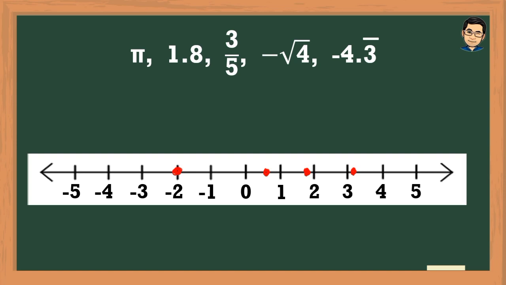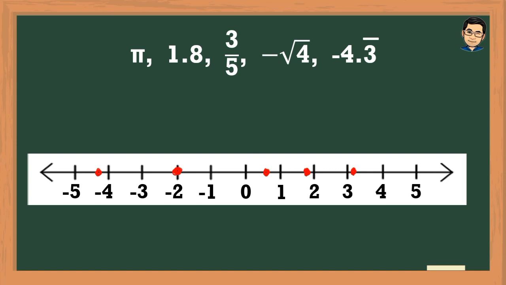And then, yung pinakahuli, negative 4.3 repeating. So, yung repeating digit natin na 3, kapag change natin yan into fraction, that is 3 over 9 or 1/3. So, ibig sabihin, sa pagitan ng negative 5 and negative 4, hahatiin lang natin yun into 3. So, kapag hinati natin yun into 3, nandito banda yung negative 4.3 repeating.